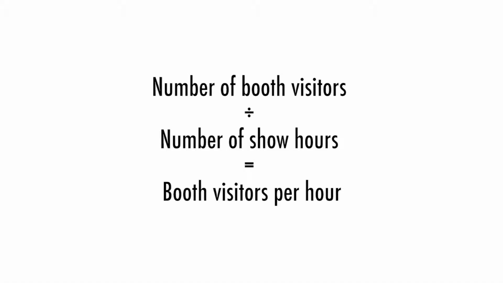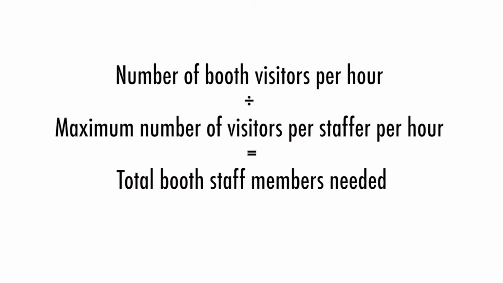The formula is as follows. Number of booth visitors divided by the number of show hours equals booth visitors per hour. Number of booth visitors per hour divided by maximum number of visitors per staffer per hour equals total booth staff members needed. Let's break that down a little bit.